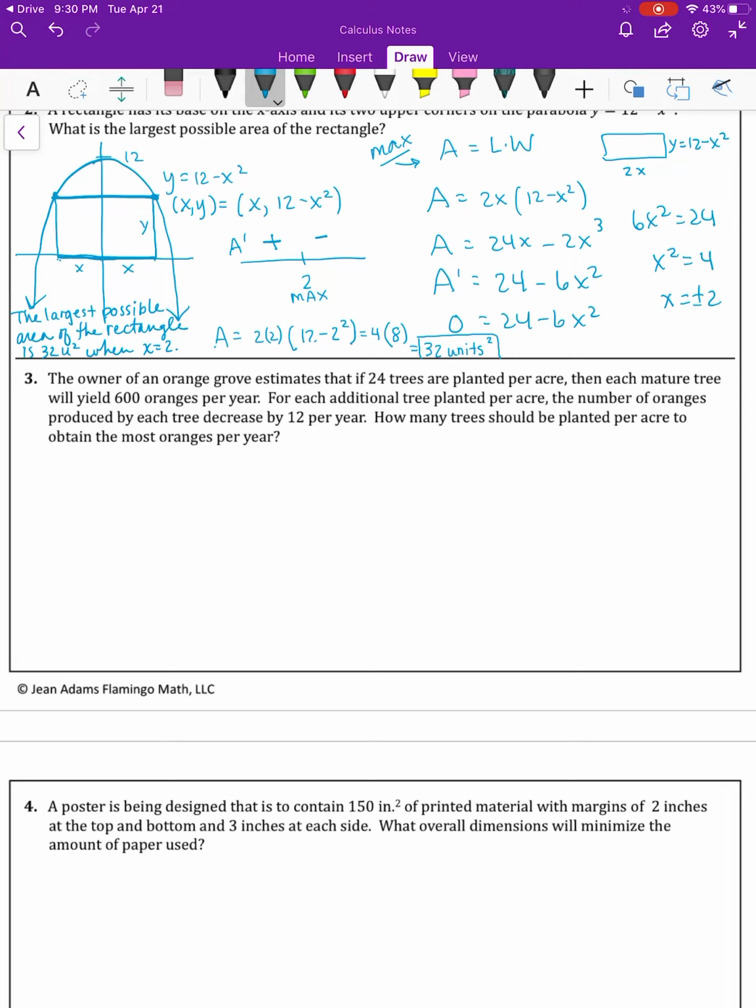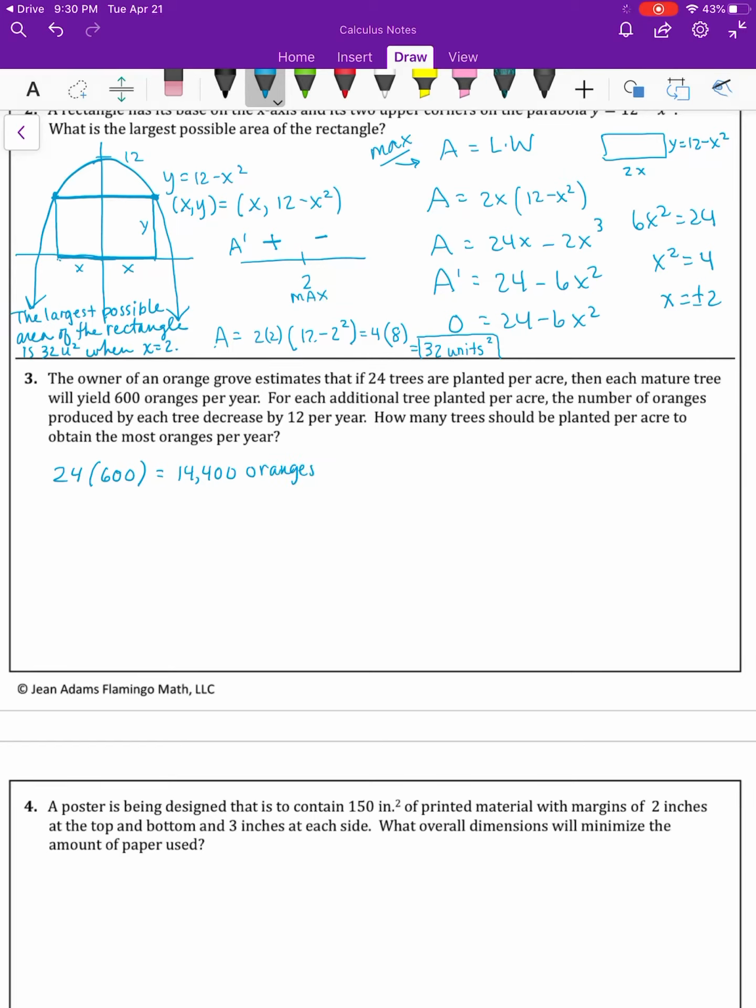So now on number 3. The owner of an orange grove estimates that if 24 trees are planted per acre, then each mature tree will yield 600 oranges per year. And then it says for each additional tree planted per acre, the number of oranges produced by each tree decreases by 12 per year. How many trees should be planted per acre to obtain the most oranges per year?